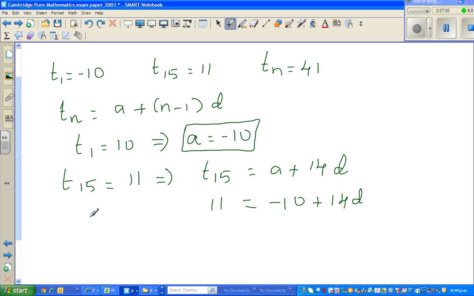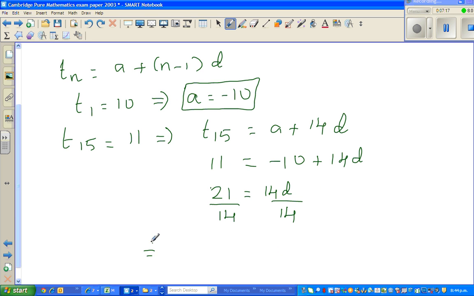So I'm going to add 10 to both sides. So 21 is equal to 14 times D. Now if you divide this side by 14, you have to divide the other side by 14. This implies D is equal to 21 divided by 14. You can divide both by 7, which gives 3 over 2, so D is 1.5.